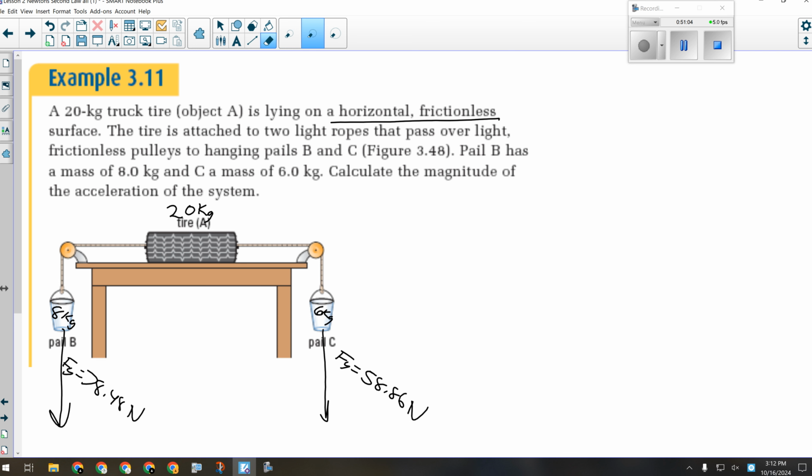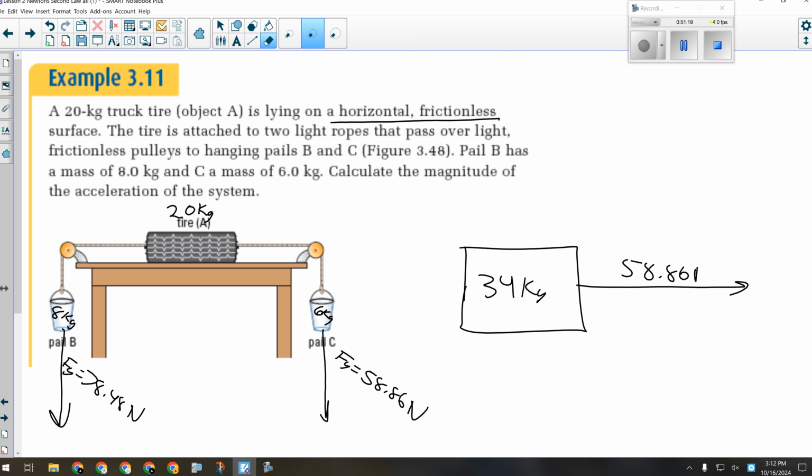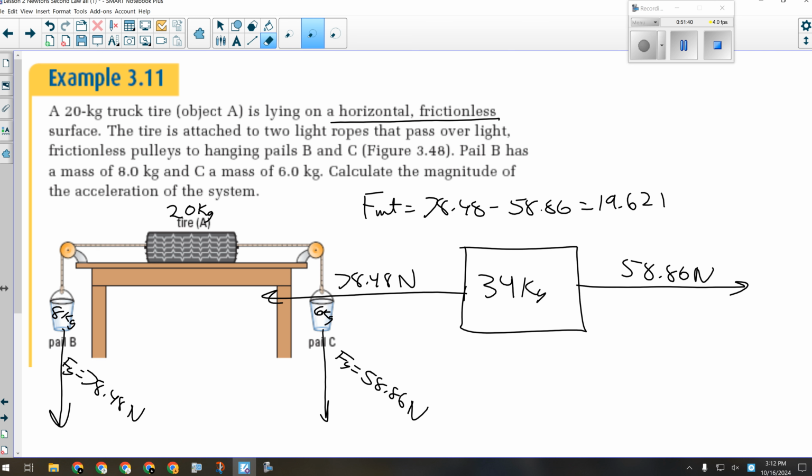I can. Now I am looking at a 34 kilogram system, sorry, thinking of the last question. A 34 kilogram system being pulled one direction by 58.86 newtons and pulled in the other direction by 78.48 newtons. Can I calculate the net force? Just subtract those two, or add them and make one negative. So F net is going to be 78.48 minus 58.86, which is 19.62 newtons.